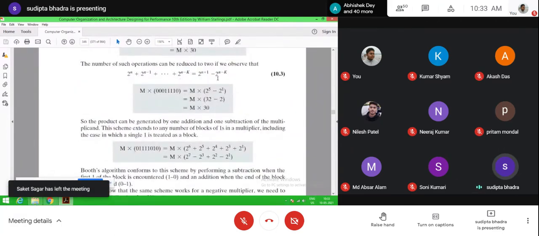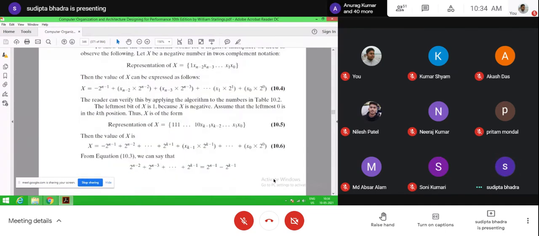every multiplier can be represented in the form of a collection of 2 to the power n plus 1 minus 2 to the power n minus k. Now for each and every collection, meaning set, one addition and one subtraction will be performed. Now if we take a negative number, that is also applicable in both algorithms.